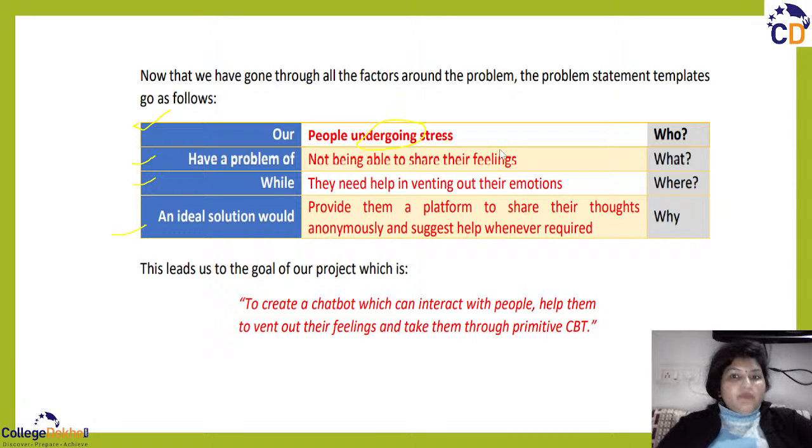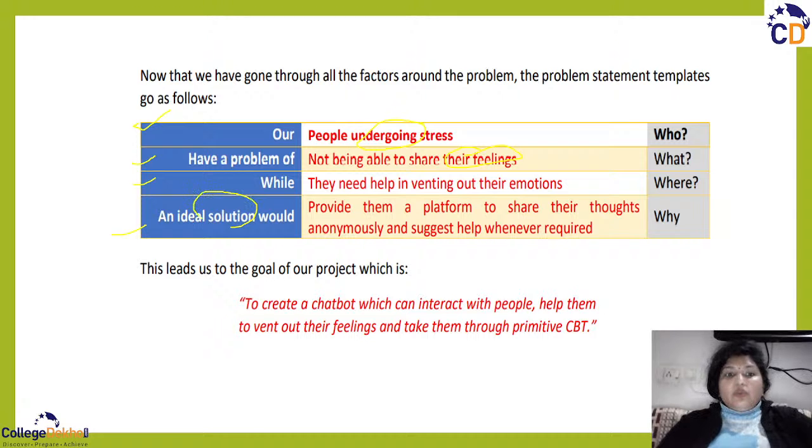So, what is the problem? Here we have discussed that the problem is not being able to vent out their feelings. Then, where is this problem? When they need help in venting out their emotions, during the period of stress, they are not able to vent out the emotions. And what is the ideal solution?